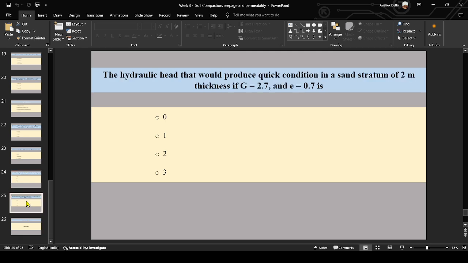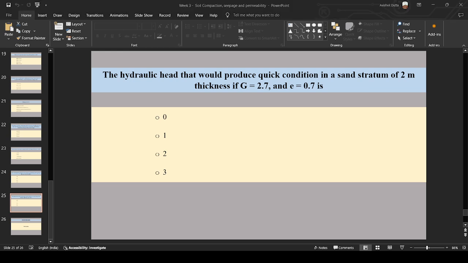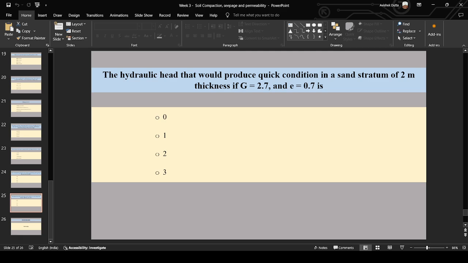The last question is, the hydraulic head that would produce quick condition in a sand stratum of 2 meter thickness if G equal to 2.7 and E equal to 0.7 is. So this is similar to the previous question except that here the critical hydraulic gradient has not been asked. Instead, the hydraulic head has been asked, which will cause the quicksand condition. The options are same, 0, 1, 2 and 3.